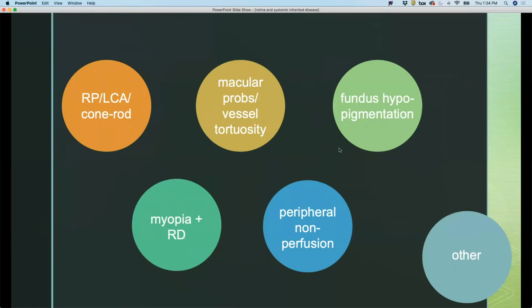So I divided up the diseases that affect the retina and the rest of the body into a couple different categories based on how the retina looks. So I'll just kind of go through the photos of those.